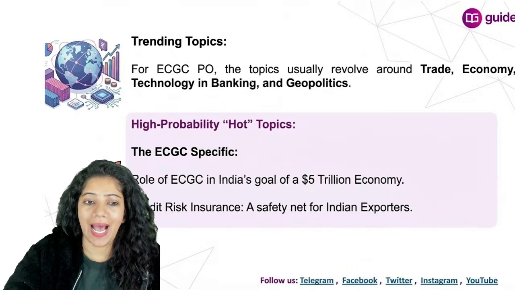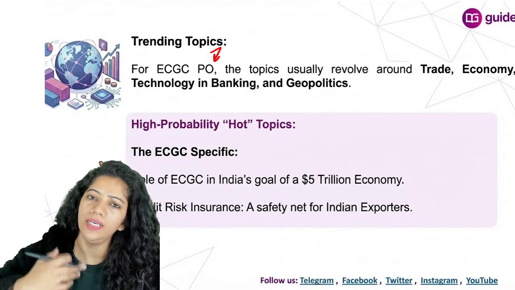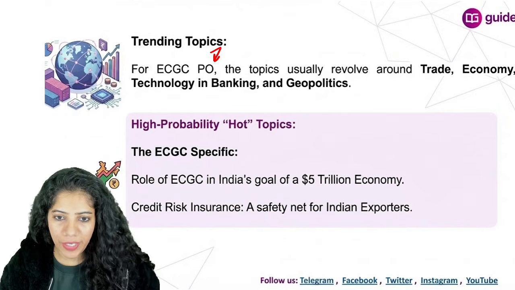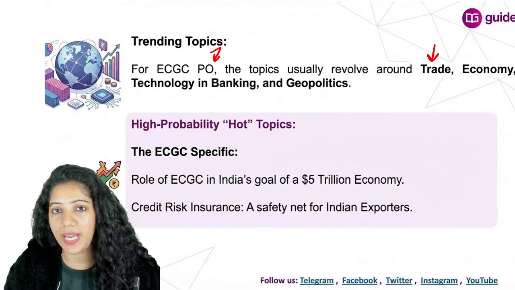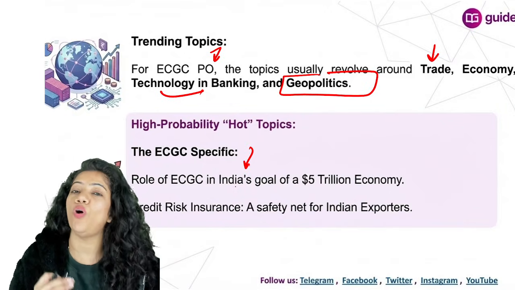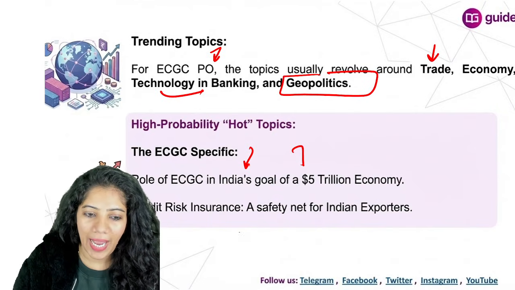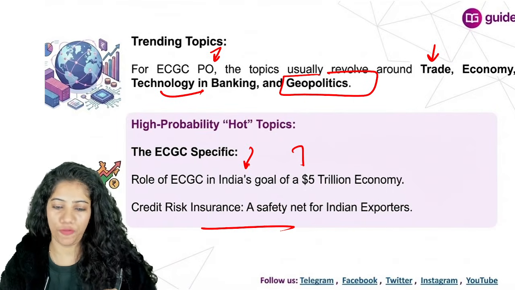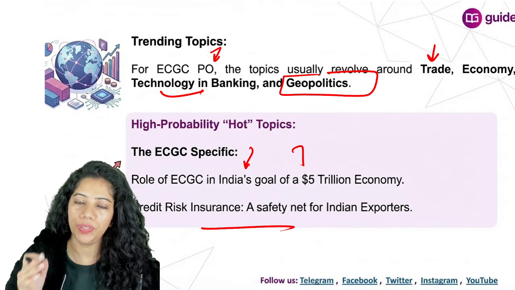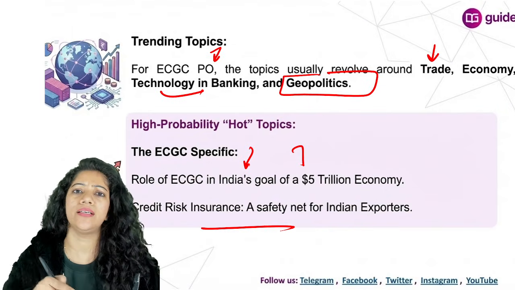Okay, so trending topics as per the organization, the topics always revolve around the organization's field. As you are going for something related to economy, money, monetary, the topics you will find are revolving around trade, economy, technology in banking and geopolitics. High probability hot topics, I would say: role of ECGC in India's goal of $5 trillion economy, and credit risk insurance, a safety net for Indian exporters. These are topics you can find very frequently in newspapers or good articles when people talk about economy. So these are what you can expect for this exam, as these are very relevant, right?